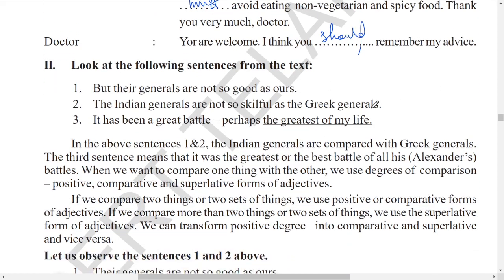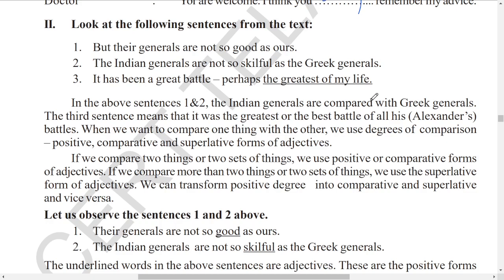Next, look at the following sentences from the text. But the generals are not so good as ours. The Indian generals are not so skillful as the Greek generals. It has been great battle, perhaps the greatest of my life. So in the above sentences 1 and 2, the Indian generals are compared with Greek generals. The third sentence means it was the greatest or the best battle of his, that means Alexander's battles.